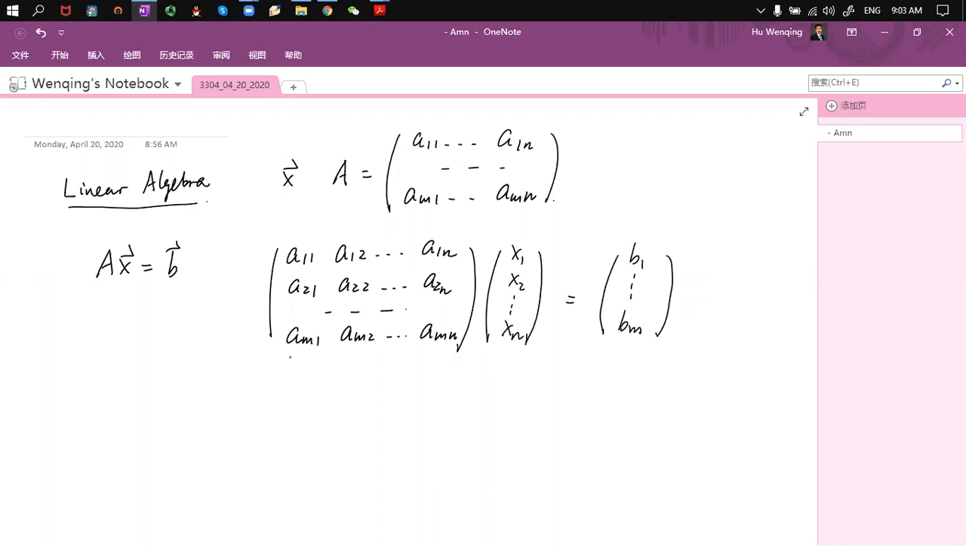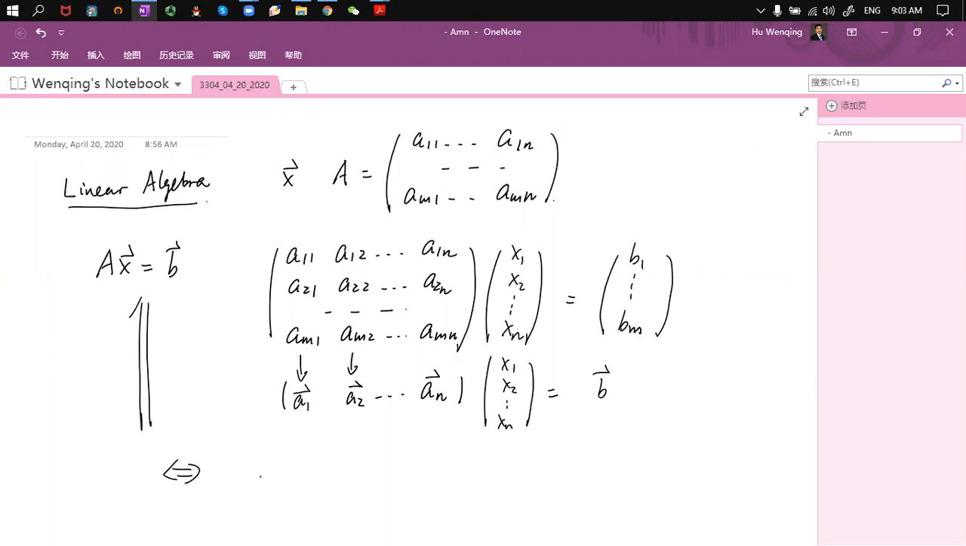Now I'm going to write this in terms of vectors. This will be a vector a1, this will be a vector a2, and so on up to an. Each vector is a column vector, consisting of a column here, so there will be n such vectors. Multiplying by x1, x2 up to xn gives the vector b. This is the same thing.